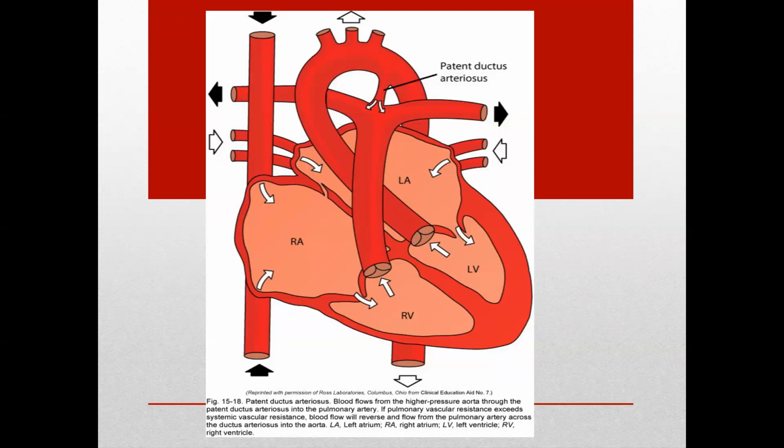And that can affect the pulmonary vessels. If that's allowed to continue, it causes permanent pulmonary hypertension, where you get airway remodeling, it's called, and the pressures remain high, even if the blood flow is eventually reduced. So it's not good to allow that ductus arteriosus to stay open.